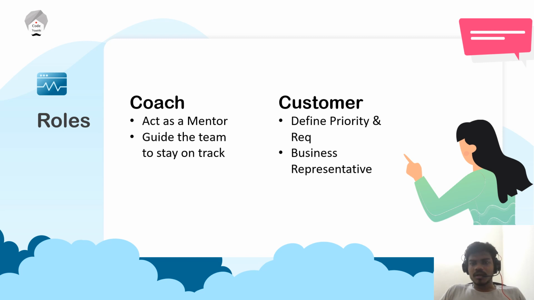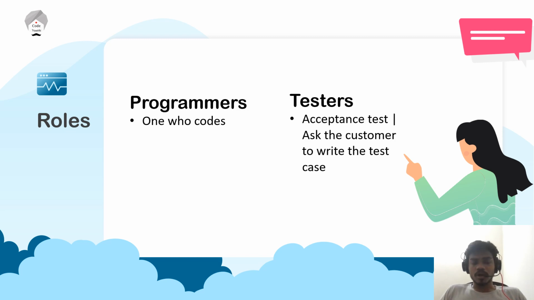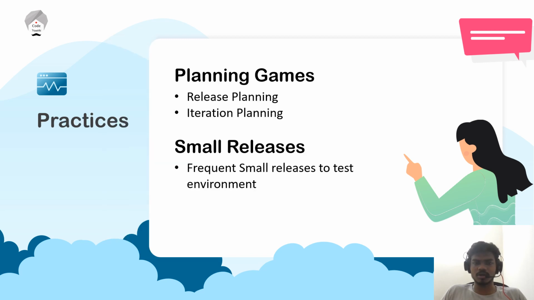Now the roles. When it comes to the XP roles, the coach is a mentor who guides the team to stay on track. The customer is the one who defines requirements and priorities. In XP, they are the business representative, and we encourage the customer to write the test cases as well. The programmer is the one who actually writes the code. The tester is the one who does the acceptance testing. But mostly XP encourages customers to write test cases because they are the end consumers or users. So it would be great if they write the test cases and we develop code on top of them.